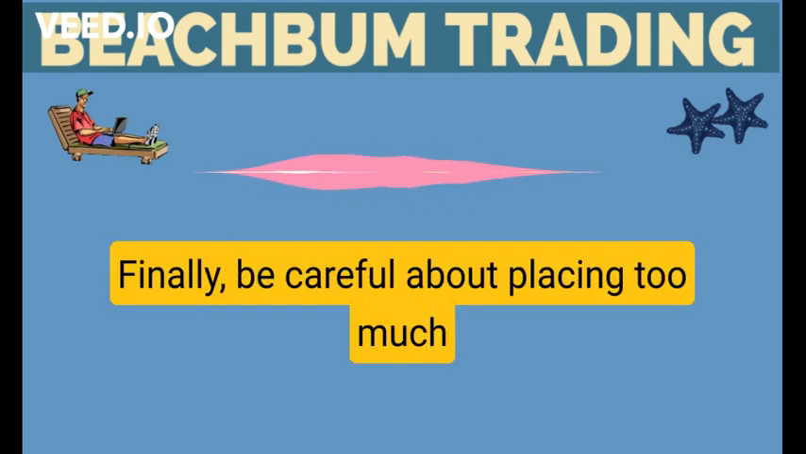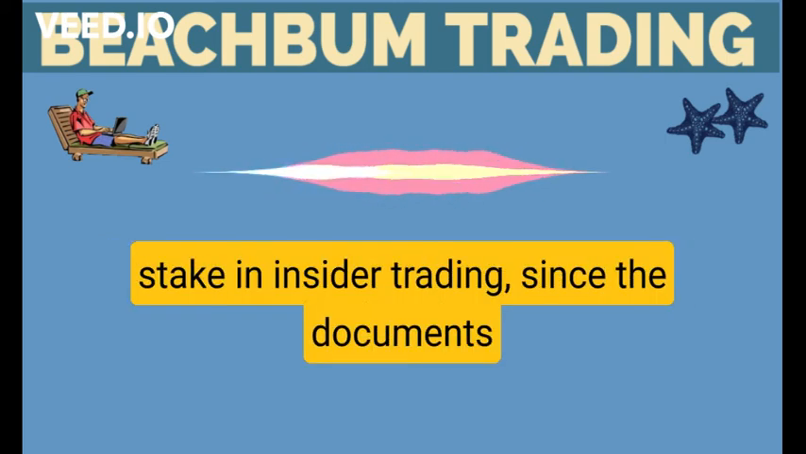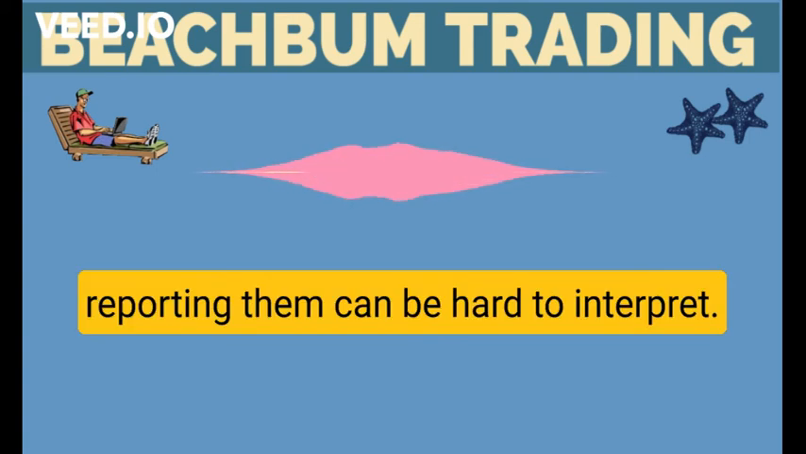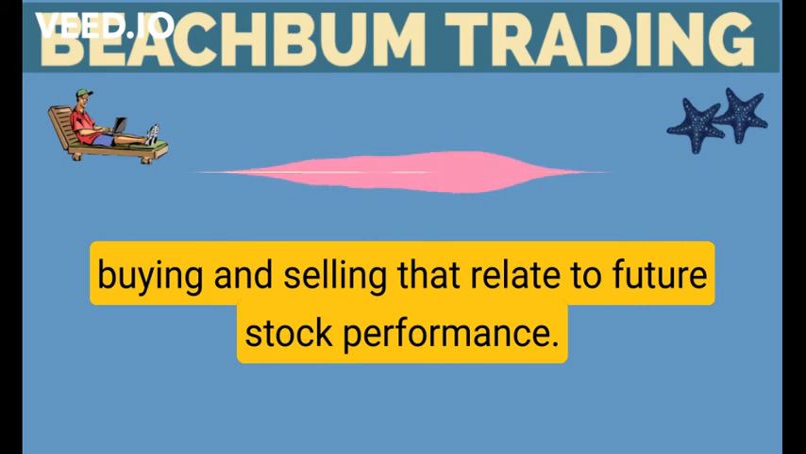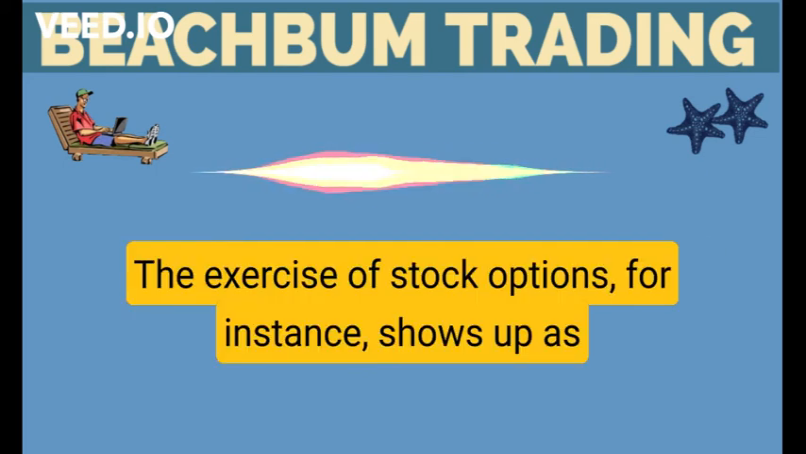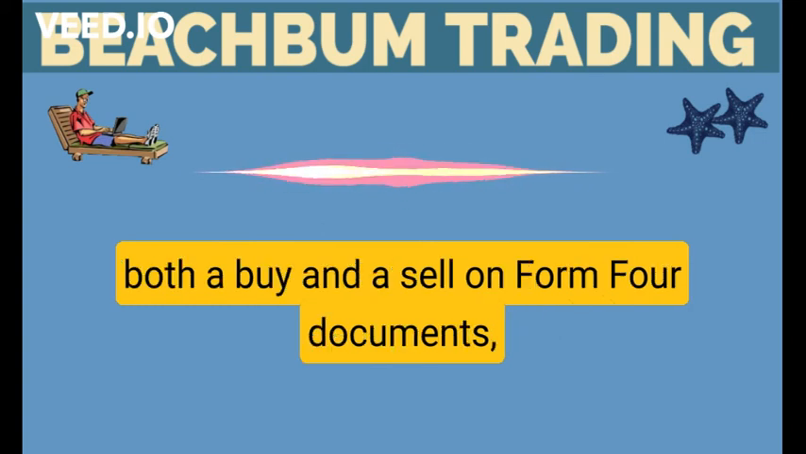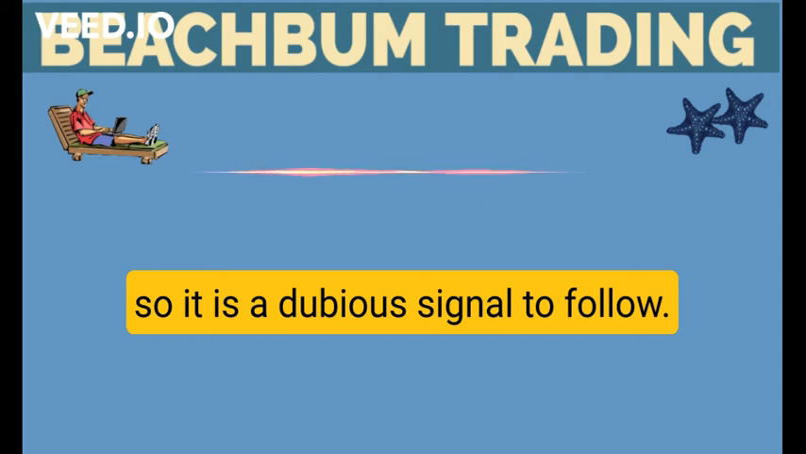Finally, be careful about placing too much stake in insider trading since the documents reporting them can be hard to interpret. A lot of Form 4 trades do not represent buying and selling that relate to future stock performance. The exercise of stock options, for instance, shows up as both a buy and a sell on Form 4 documents, so it is a dubious signal to follow.